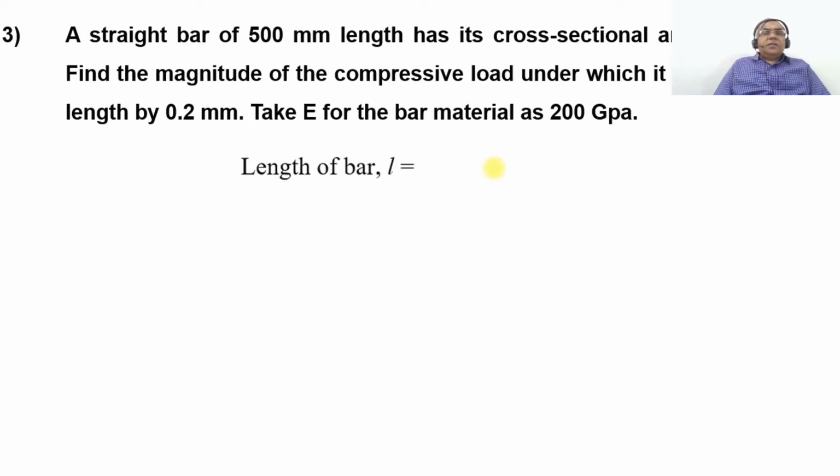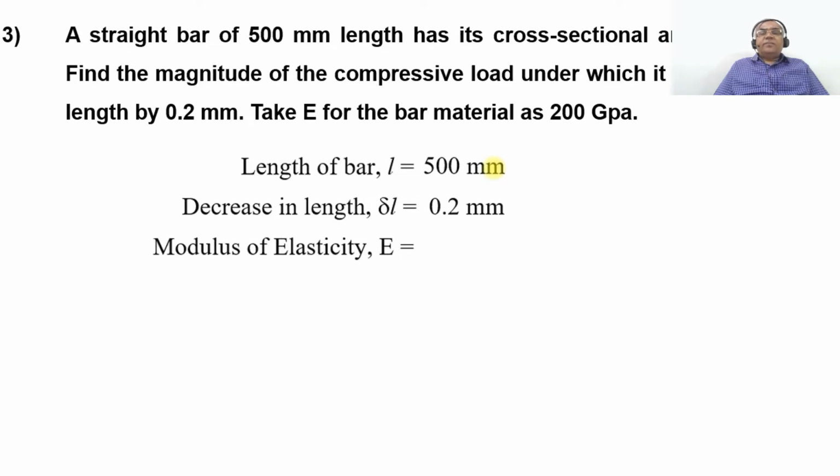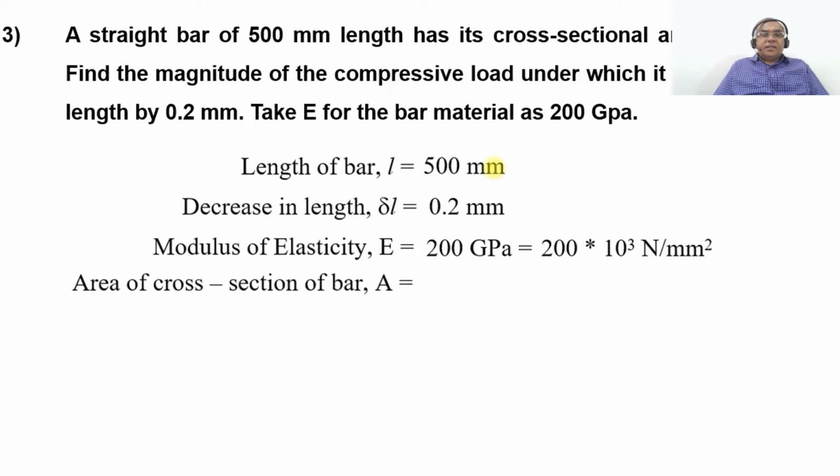Now, the data given is the length of the bar is 500 mm. Then the decrease in length is delta L, which is 0.2 mm. And then we have the modulus of elasticity E, 200 GPa, which will be equal to 200 into 10 to the power of 3 Newton per mm square. And then the area of cross-section of the bar, capital A, is 500 mm square.